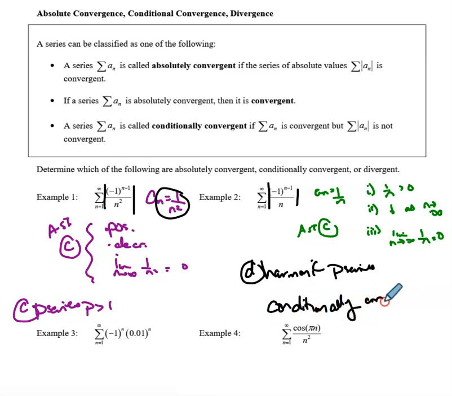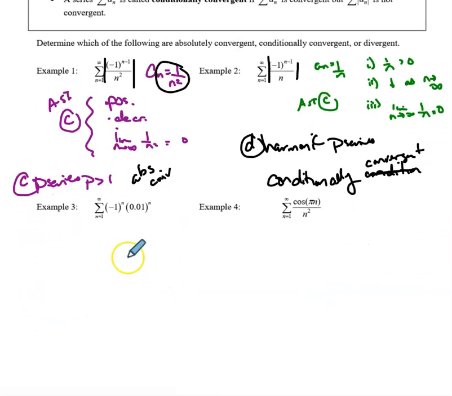And again, that means it's conditional on having the alternator. That should say conditionally convergent. And this one, of course, I didn't write down, but I'll write it down, is absolutely convergent. So let's look at two more here.